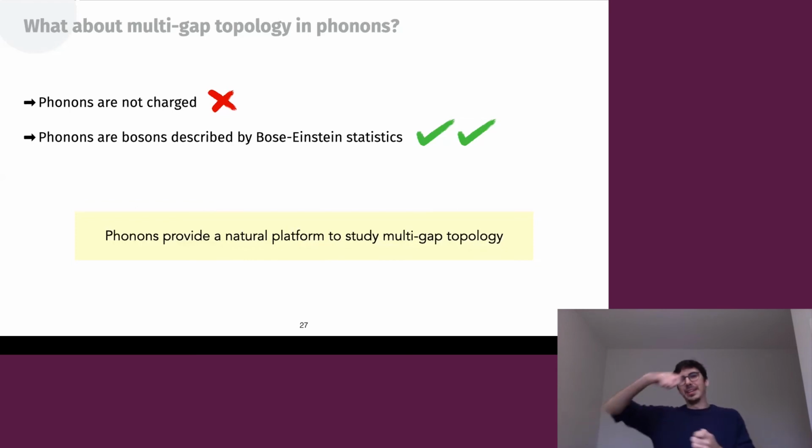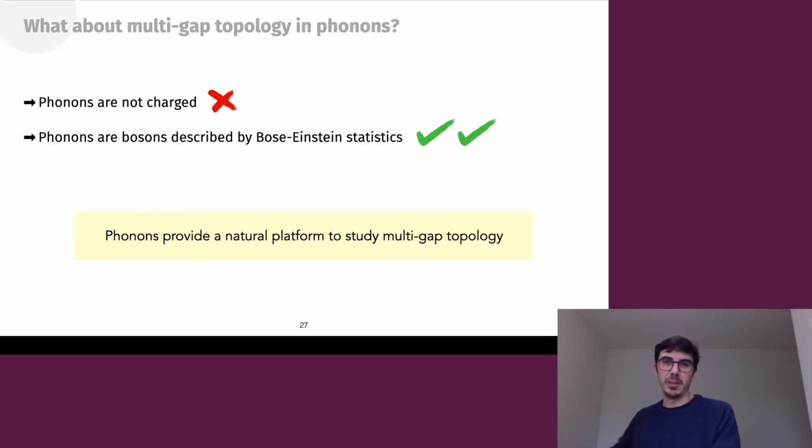We don't mind that we have two gaps at different energies, because we can access both of them when we have bosonic excitations. So our statement here is we think phonons should be the way forward to study this phenomenon. And the reason why we're saying that is because, unlike single gap topology, which has been experimentally confirmed both in electronic and phononic systems, multi-gap topology is yet to be observed in real materials.